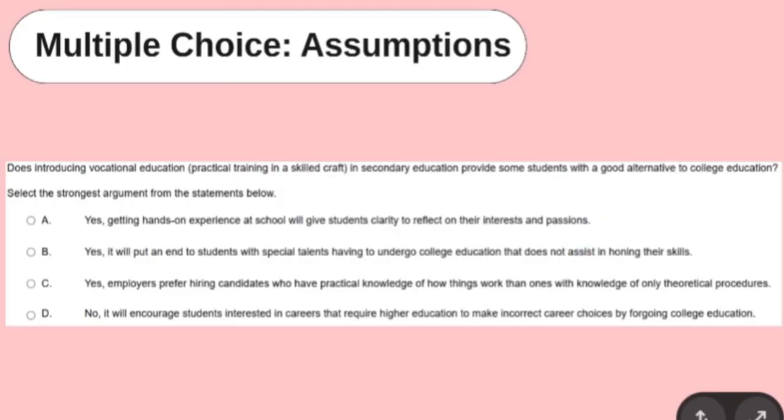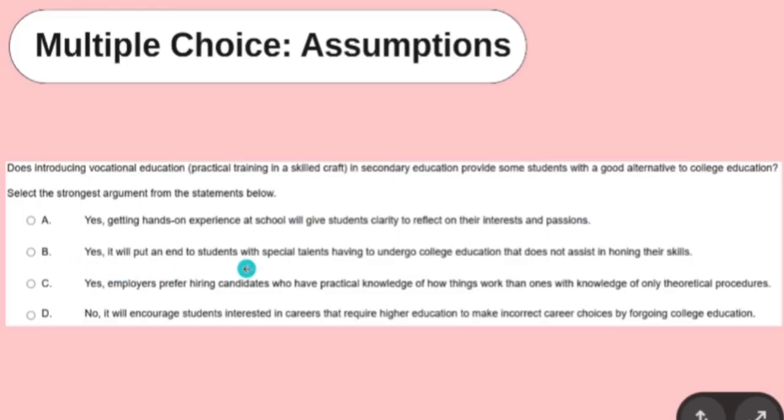Careful, when you get hands-on experience at school, that does not necessarily tell the students about their interests and passions. You would be making an assumption if you chose A, which you guys didn't. But yeah, just be careful that these two things are not mutually exclusive. So while they can relate to one another, they also may not relate to one another. So it's not A.